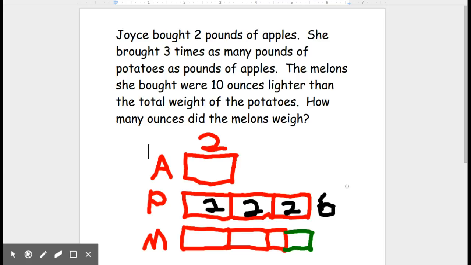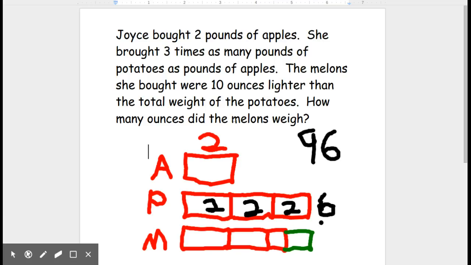Well, we know we have to subtract ounces. We can't subtract ounces from pounds. So the next thing you need to do is figure out how many ounces are in 6 pounds. So let's multiply that out, or you can use your chart. If you use your chart, you're going to come up with 96 ounces. That's how many ounces of potatoes she bought.